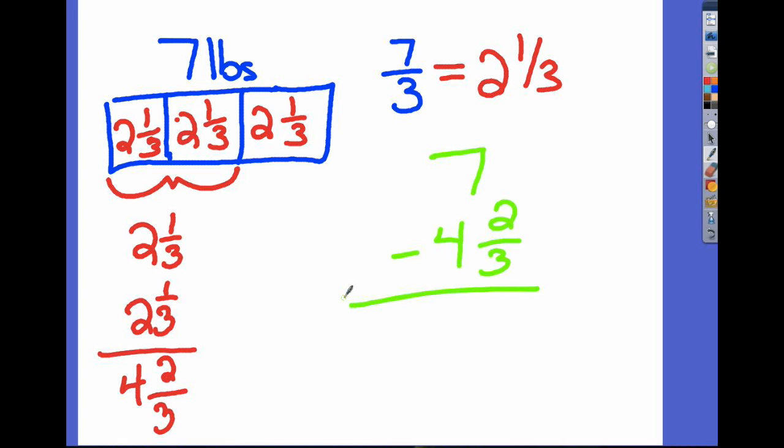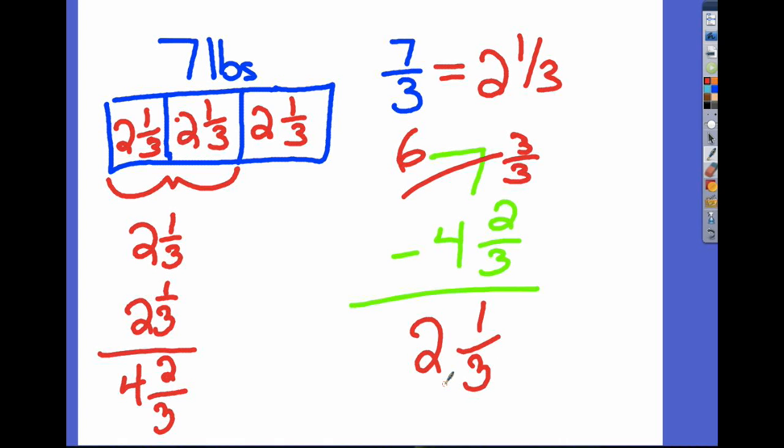Okay, so it's subtraction. So how do I do that? I can't just take 2/3 from nothing. So what do you do? You have to cross out the 7 and make it a 6, and add 3/3 at the top because you're borrowing a whole. And then it's going to be 1/3. Does that make sense?